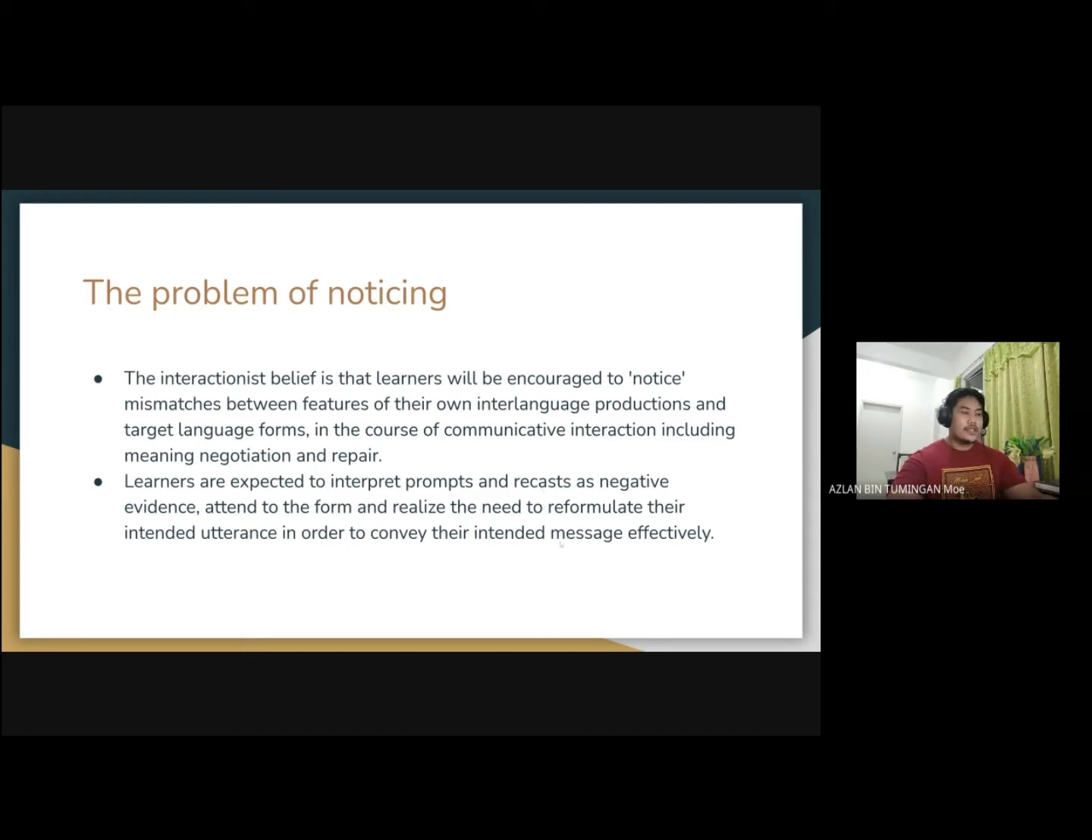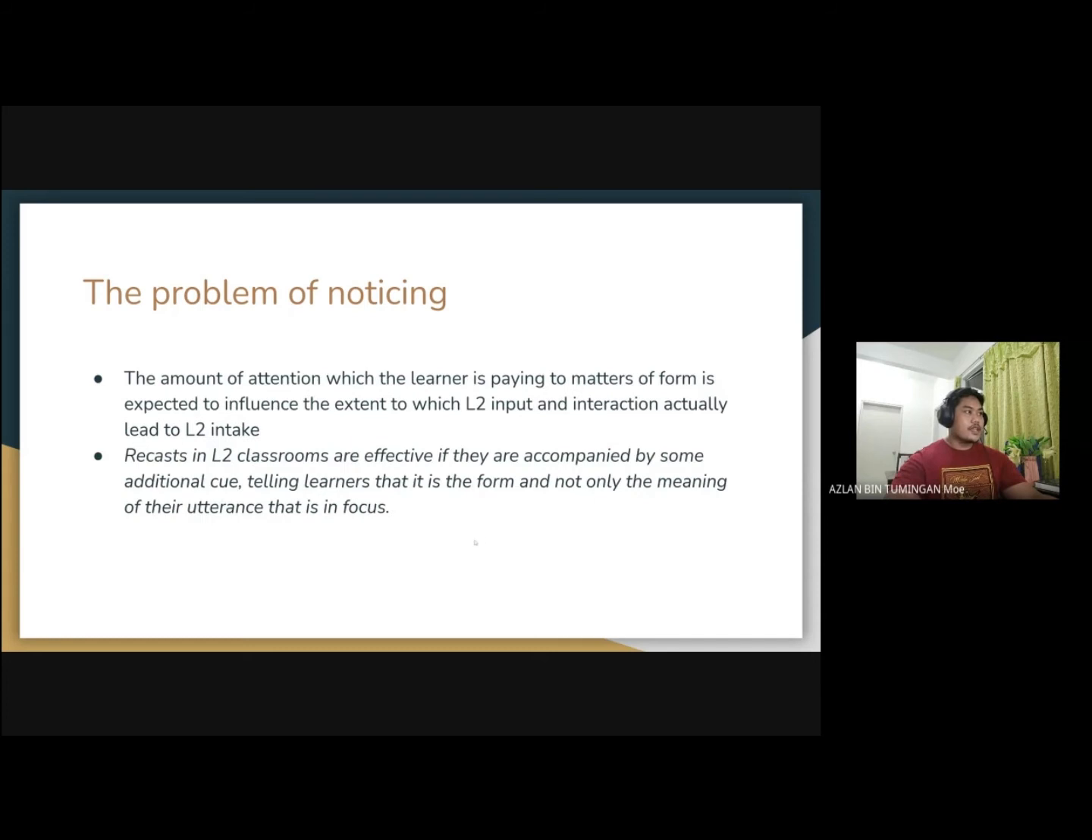Meaning they will realize that what they are saying is not the same as what they intended. So they try to reformulate the message properly so that others can understand it. The amount of attention which the learner is paying to matters of form is expected to influence the extent to which second language input and interaction actually lead to second language intake. So a lot of researchers go through this.